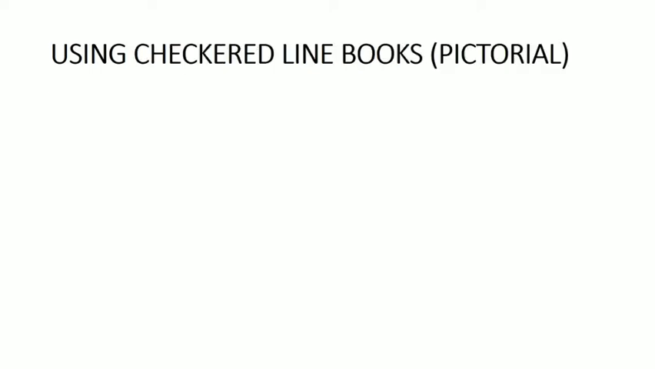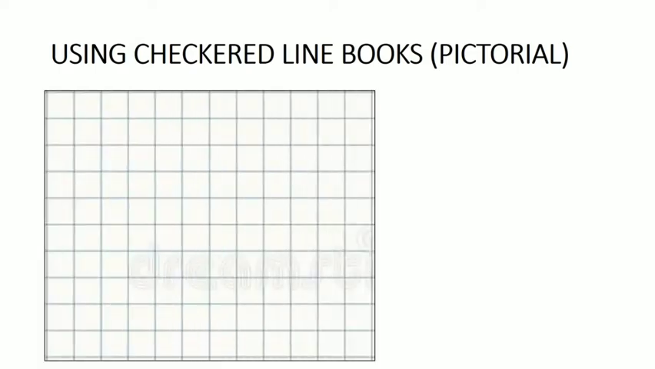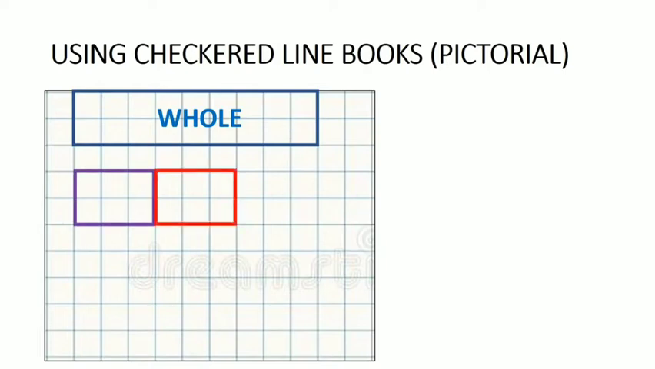Now let us explore the concept of equivalence using a pictorial approach. Suppose I had a checkered line book like this. If I were to represent a whole with this rectangular bar, note that I can have equal divisions within this bar to get fractions. For example, if I were to divide this bar equally into 3 equal parts, then each part would be equivalent to a third.